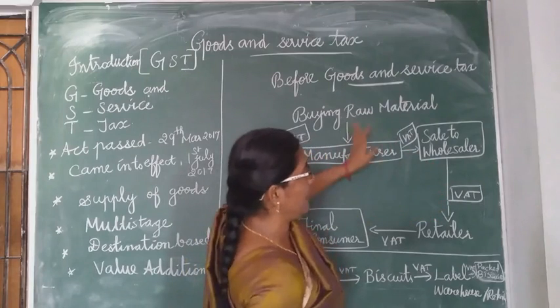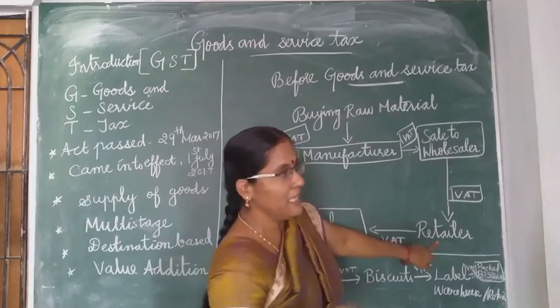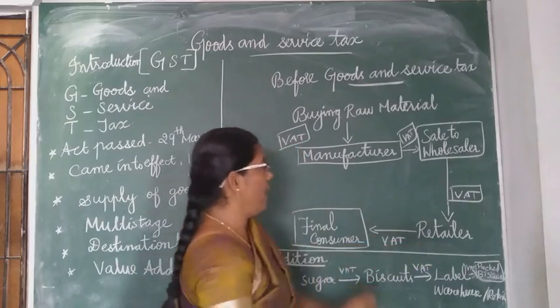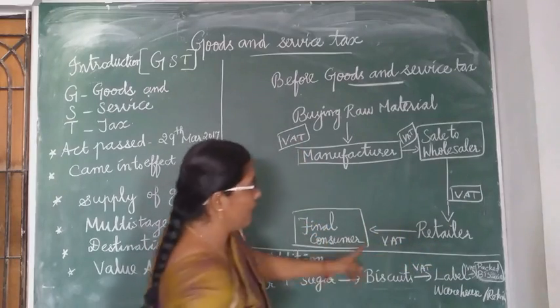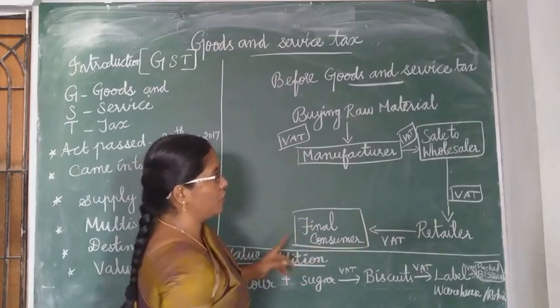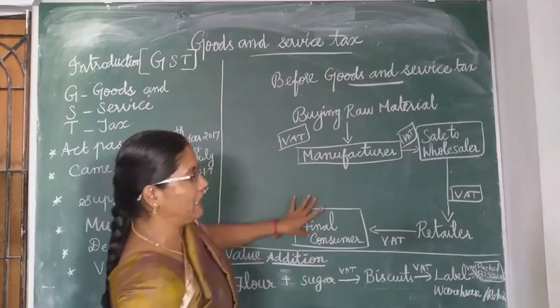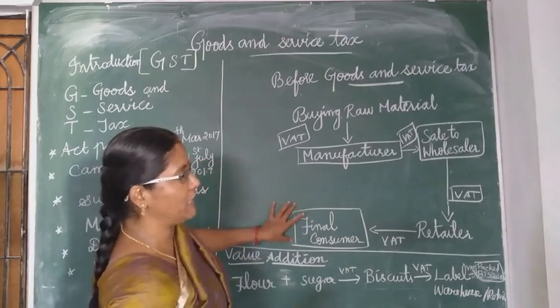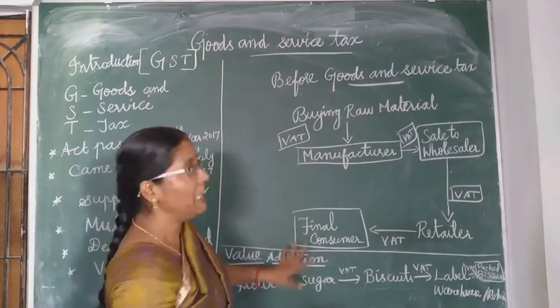The retailer's 3% tax will be added too, and all these persons' taxes finally go to the consumer also. The final end consumer is not going to claim it anywhere.